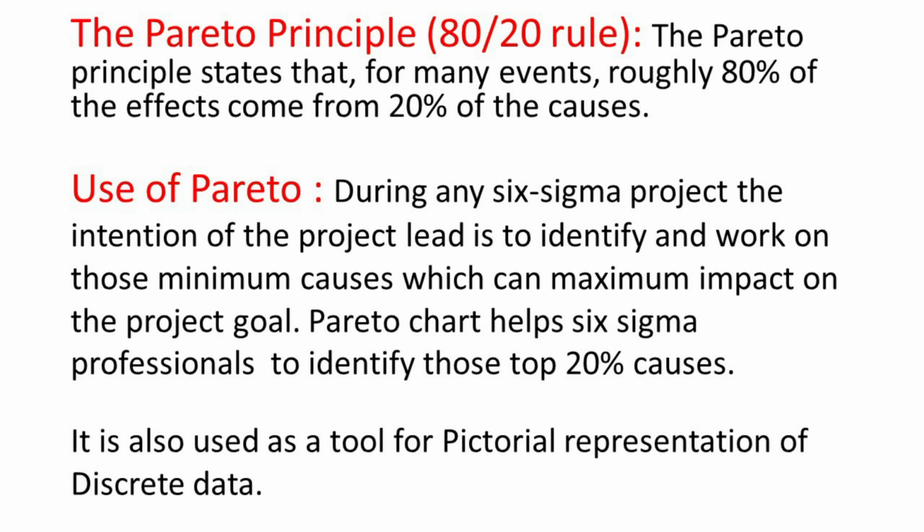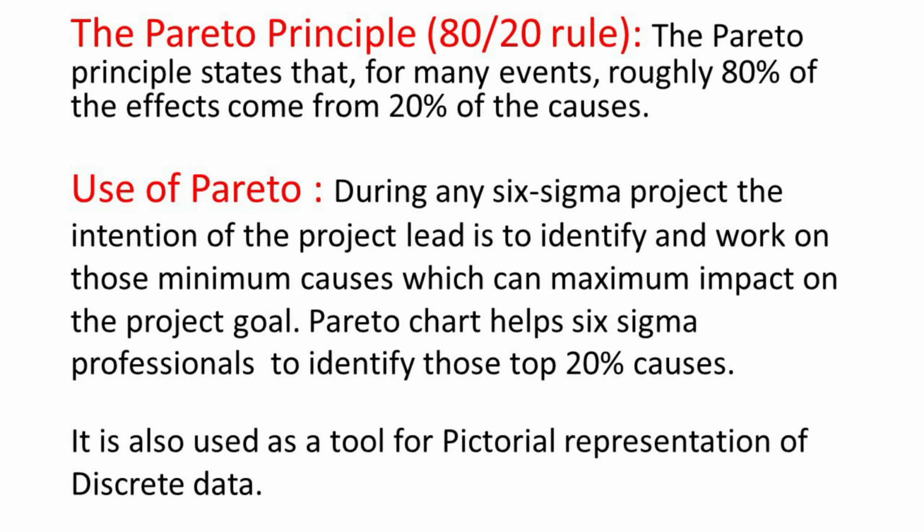The Pareto principle or 80-20 rule states that for many events, roughly 80% of the effects come from 20% of the causes. Use of Pareto: during any Six Sigma project, the intention of the project lead is to identify and work on those minimum causes which can maximize impact on the project goal. A Pareto chart helps Six Sigma professionals to identify those 20% causes.